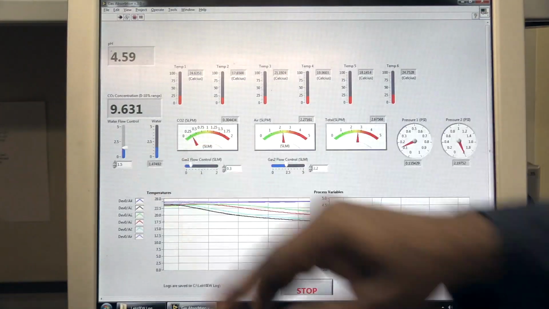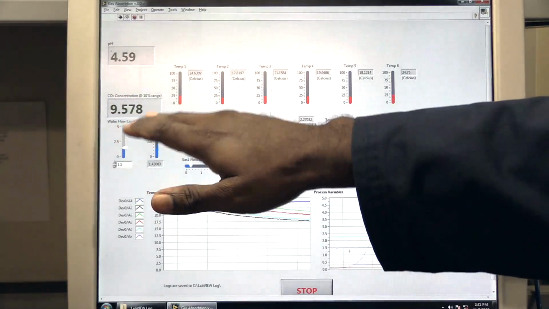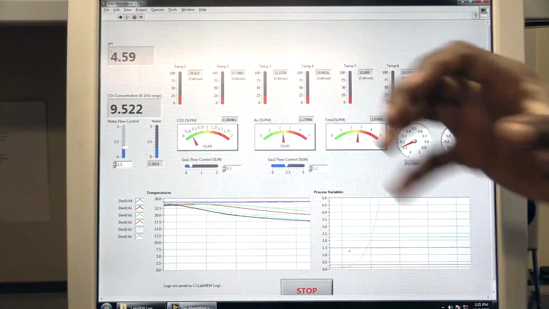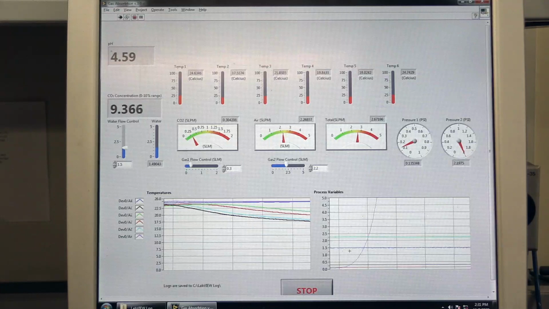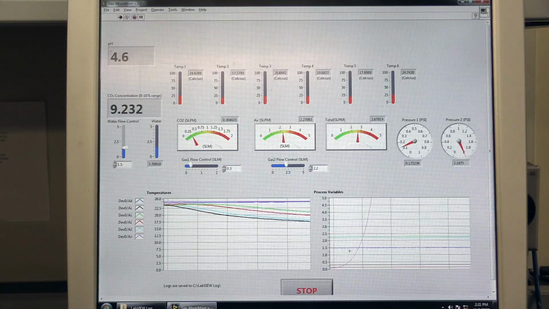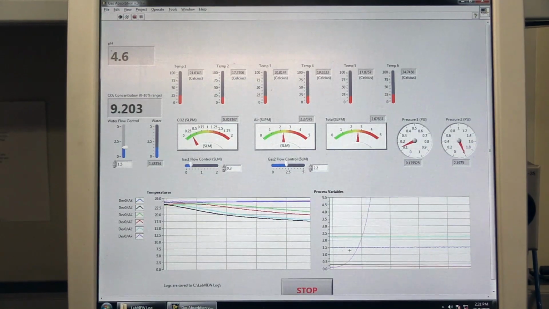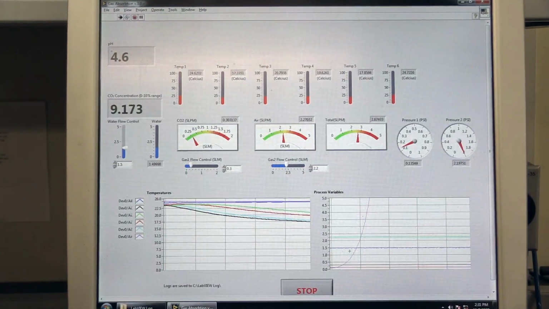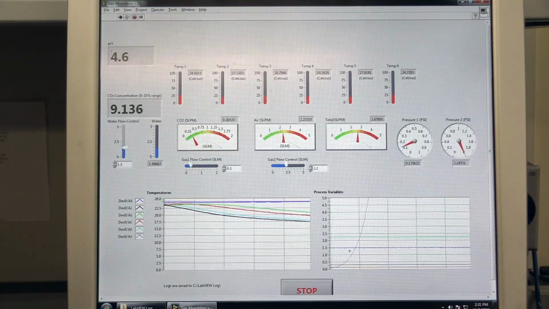So you can see the CO2 value is beginning to drop, because there is enough contact between the water that is trickling down the column and the rising CO2 air mixture. So this amount of CO2 at the exit at the top of the column will continue to drop until we get to a steady state value. And at that steady state value, we will stop the experiment and go to the next condition, condition 2.